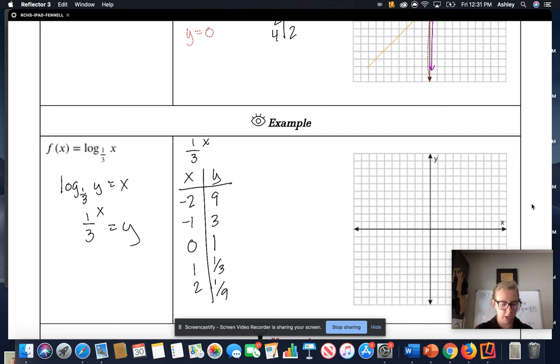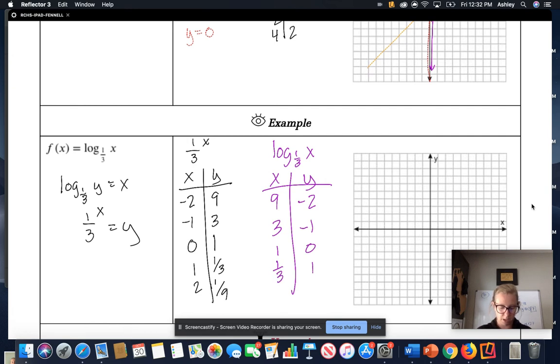Okay, so then if we want to create the logarithmic, we're going to swap our inputs and outputs because that's what an inverse is. So what was an output of 9 is now going to be our input of 9, which will give me an output of -2. What was an output of 3 will be my new input and give me an output of -1, 1, 0, 1/3, 1, 1/9, 2.